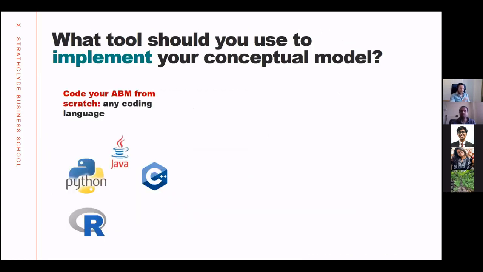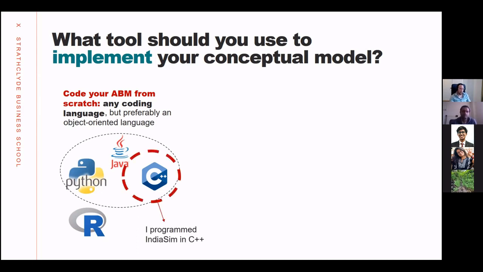What tools to use to implement your conceptual model? After we develop our conceptual model, in agent-based modeling we have to implement that model in some sort of coding language. You can do it in any coding language you want, really. Object-oriented languages are better because there are a lot of relations between agent-based modeling and object-oriented modeling. So it could be C++, Python, Java, or R, although, like I said, object-oriented languages are better. IndiaSim was programmed in C++.